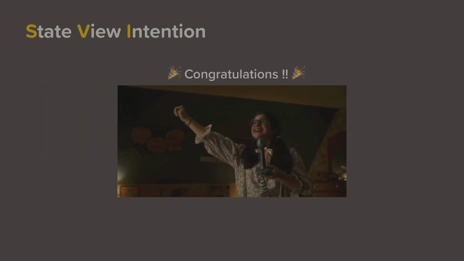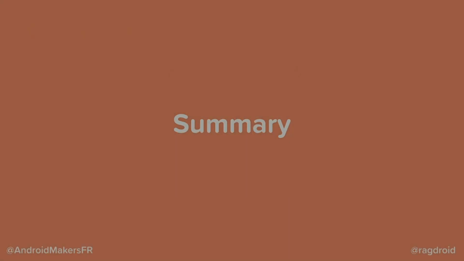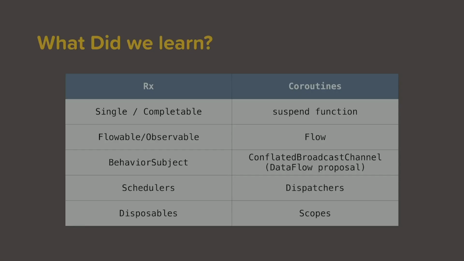And congratulations, you have migrated your Rx MVI pattern to use flow. And this brings us to the last part of this talk, that is the summary. So what did we learn? On the Rx side, if you have something like a single or a completable, you can use suspend functions instead of that. But if you have streams, if you have multiple data being emitted over time, then you can use flow. And if you have behavior subject, we have something called conflated broadcast channel for that. Schedulers are dispatchers, disposables are scope, and so on.